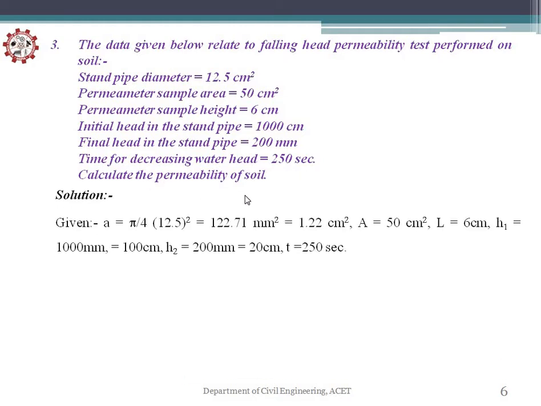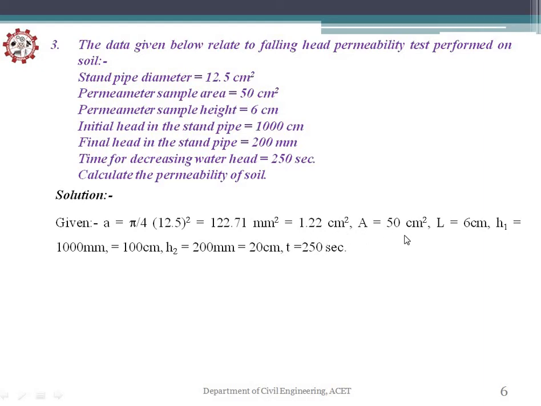So here we are going to calculate by the falling head permeability test formula. All the values given, write down in centimeter. So area of standpipe is pi by 4 into 12.5 centimeter square. So it is also in mm. I have written centimeter, so make the corrections.